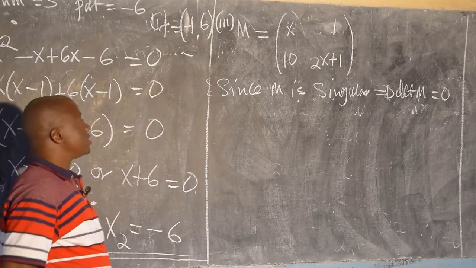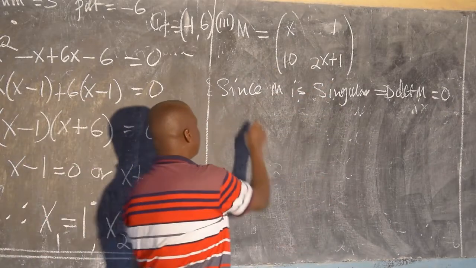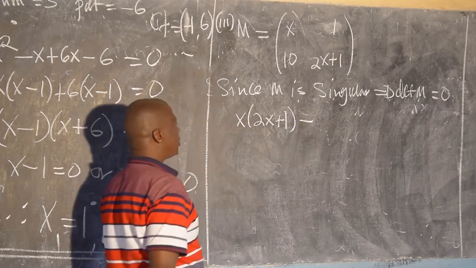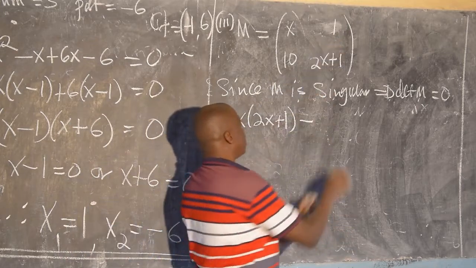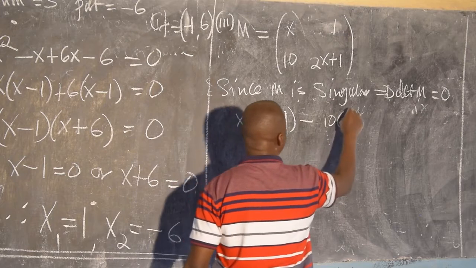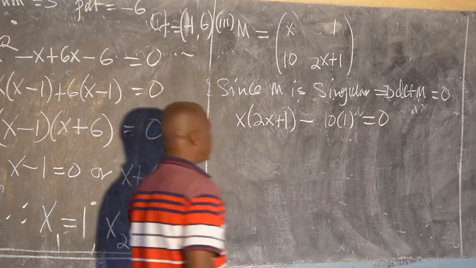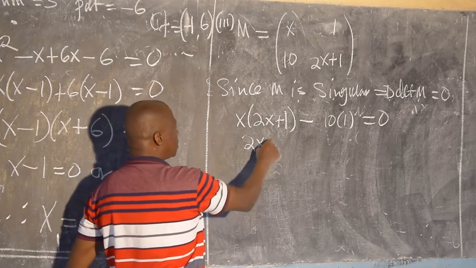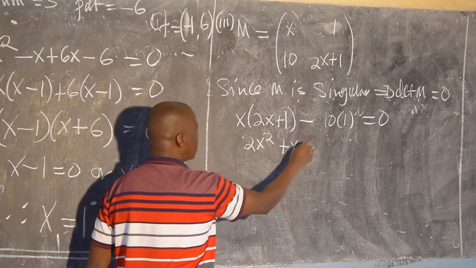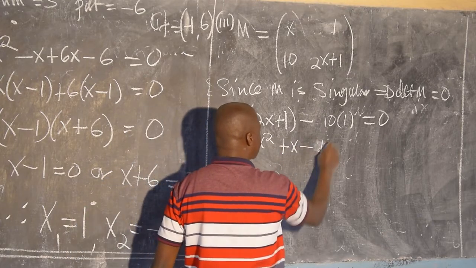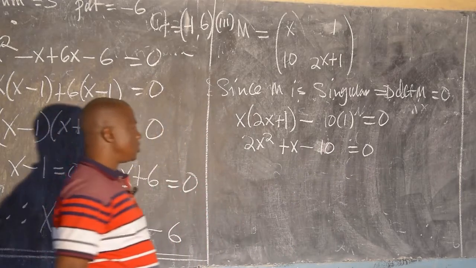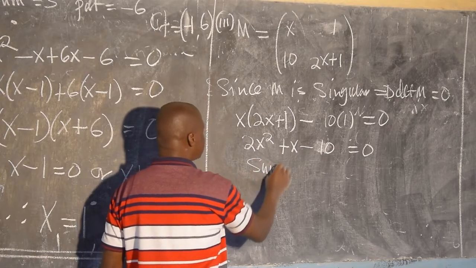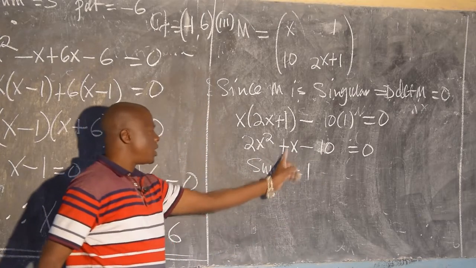How do we get the determinant? We say product major diagonal, that is x into 2x plus 1, minus product minor diagonal, that is 10 into 1, but it should give us a 0. When you observe here, we have 2x squared plus x minus 10 equal to 0. We shall factorize. We see that our sum is 1.